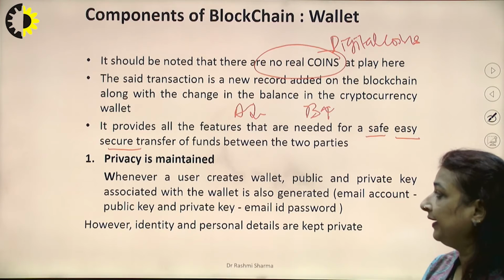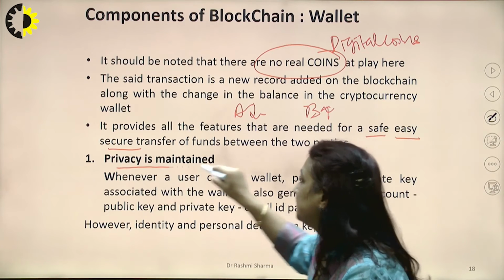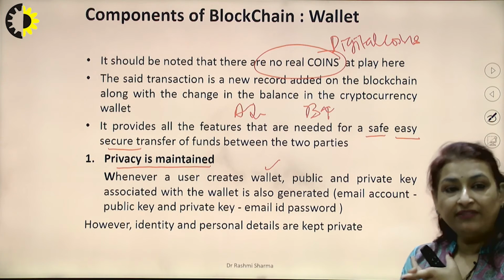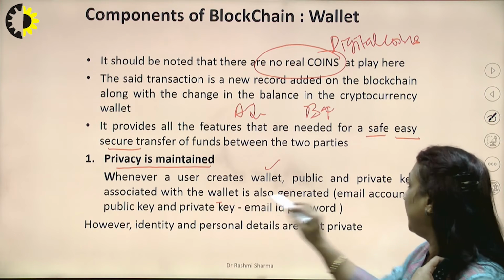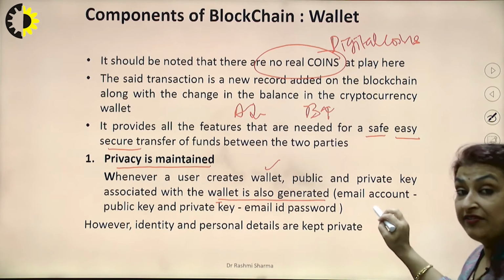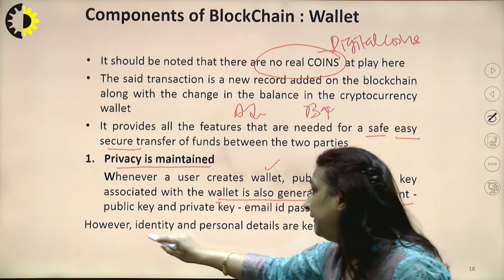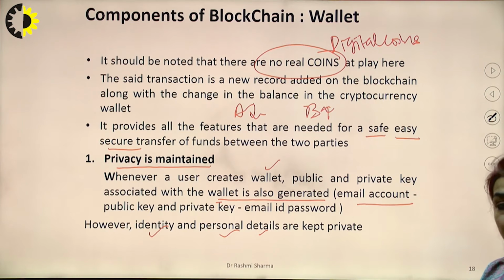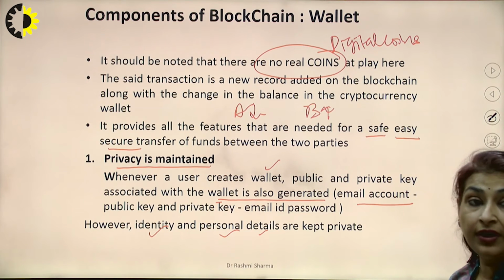So privacy is maintained whenever a user creates a wallet. How do we maintain privacy? Whenever the wallet is created, we create a public key and an associated private key, as we have discussed. I have given the example: your email account is the public key and your password acts as a private key. So you have an identity and the personal details are kept private. The private key is how you identify yourself, you have a digital signature. So the privacy is maintained whenever a wallet is created.